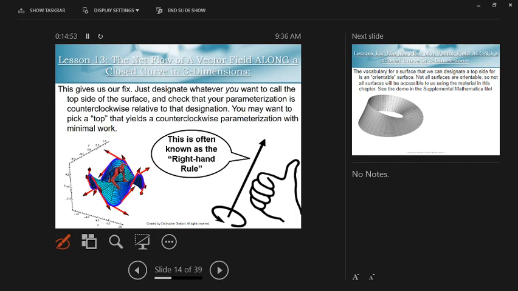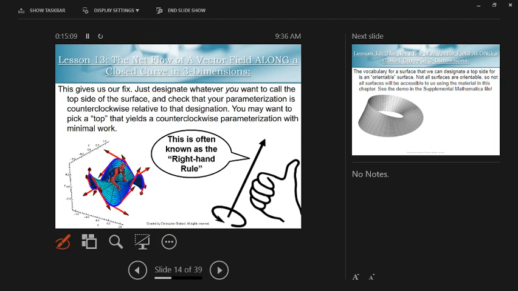Take your right hand, point your thumb with your normal vector that you want to plot, and then make sure that the tangent vectors agree with your fingers. And then that's a really good way to figure out where to put your normal vector in order to have a counterclockwise parameterization.